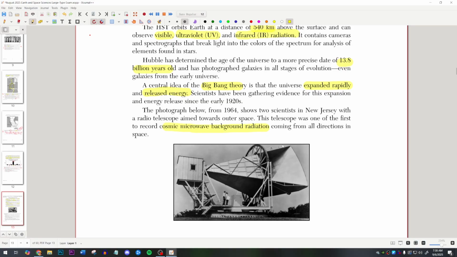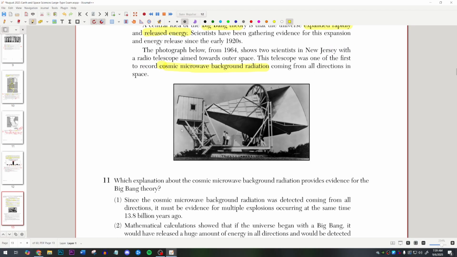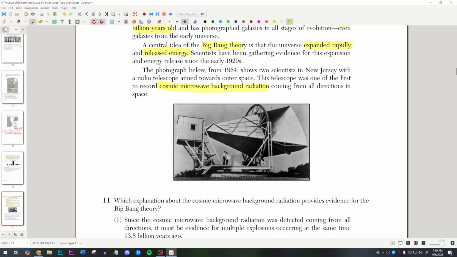So you should definitely know cosmic microwave background radiation, what it is at this point. It's some type of radiation from the Big Bang. It's very cold. We detect it in all directions. It's one of the proofs of the Big Bang.